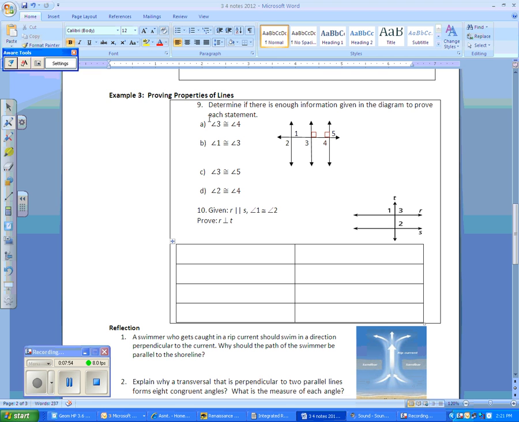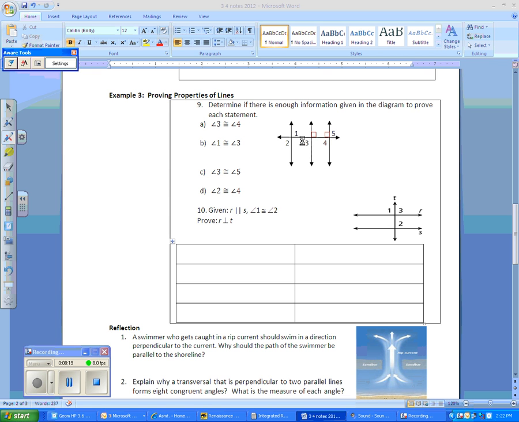Don't worry about that. Example 3, proving properties of lines. For number 9, determine if there's enough information given in the diagram to prove each statement. Okay, so the first one is angle 3 is congruent to angle 4. Now, looking at this picture, I know it looks like angle 3 is congruent to angle 4, but I want you to be sure. I want you to prove it to me. Like there's no doubt. It absolutely is true.